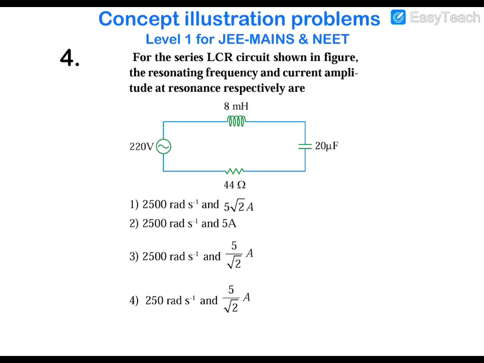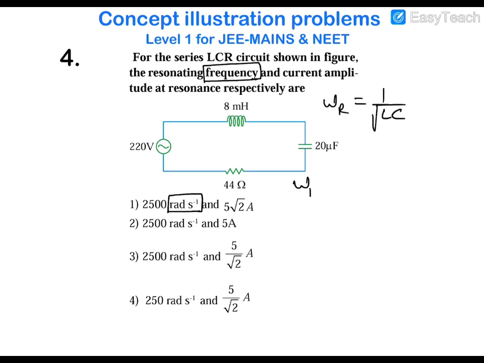First of all, it is very important to note that in resonance condition, we know that omega r is 1 upon under root LC, but this omega r is not the frequency, it is the angular frequency. In this case, you can see the unit is radian per second. So obviously, it is mentioned that we have to find the frequency, but actually we have to find out the omega. By seeing the unit, we can predict that.